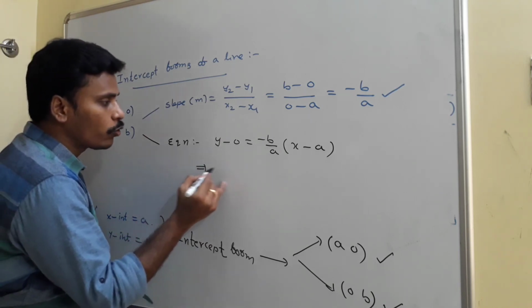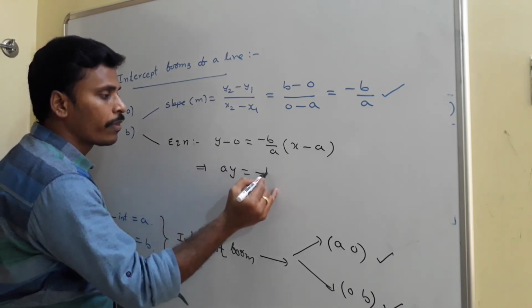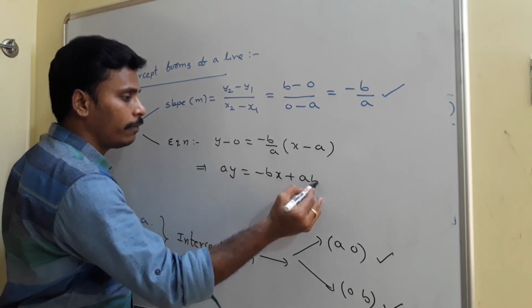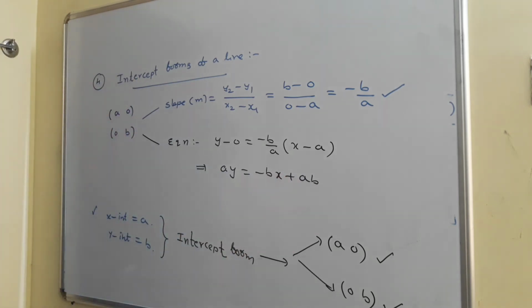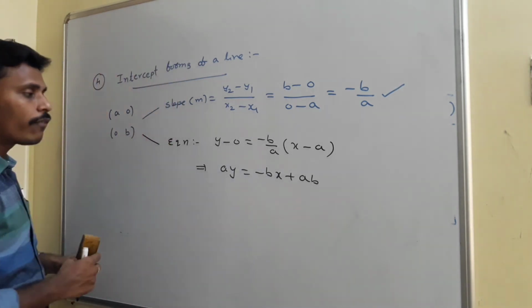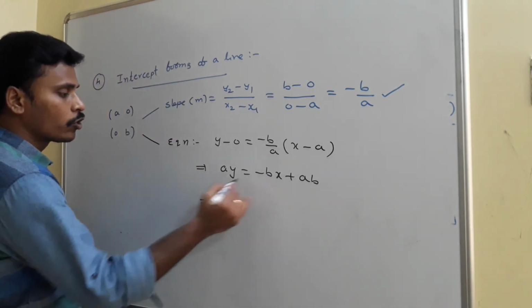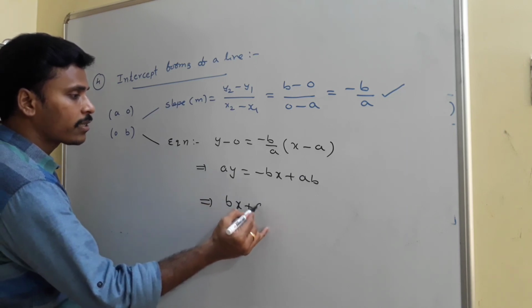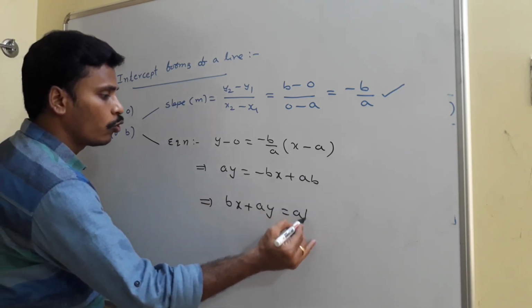And if you solve it, what do you get? ay is equal to minus bx plus ab. And you just try to simplify it. So memorize it. We are deriving the general form of a line in intercept form. So send this bx this side. bx plus ay is equal to ab.